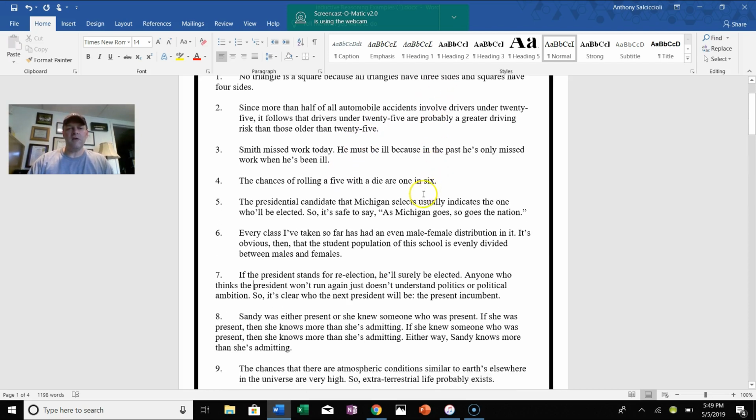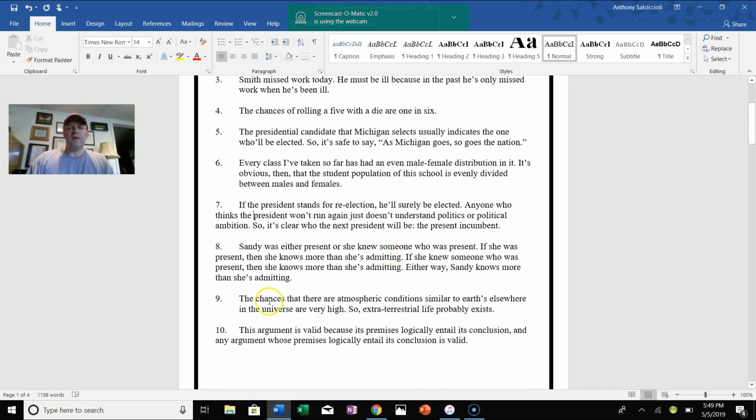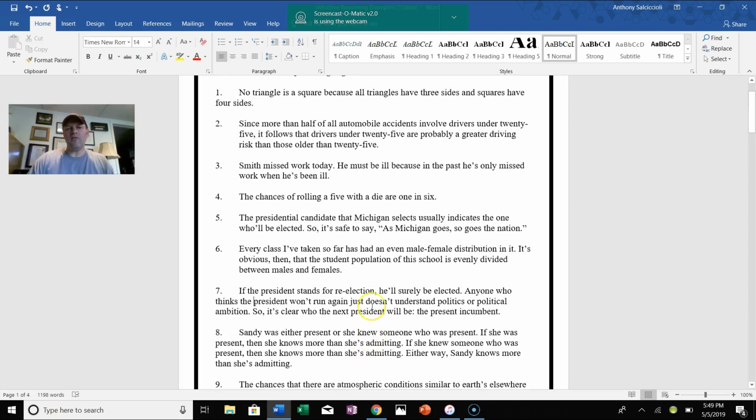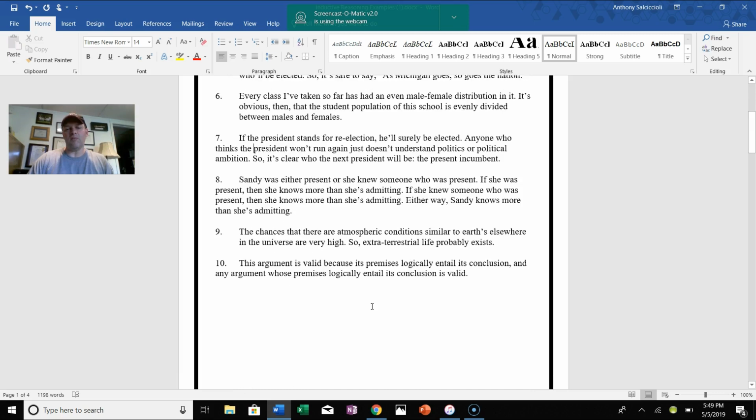Whereas inductive, I'm going to go with number 9 here. The chances that there are atmospheric conditions similar to Earth's elsewhere in the universe are very high. So extraterrestrial life probably exists. And if you look at the vastness of the universe, as astronomers call them, Goldilocks conditions exist somewhere out there. Therefore, if conditions similar to Earth exist out there, most likely there is life out there. Now that is inductive reasoning. So hopefully you got the basics between those two items.